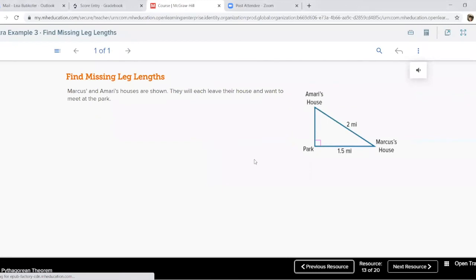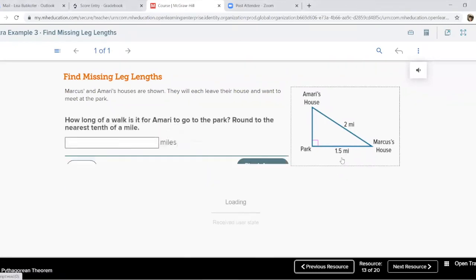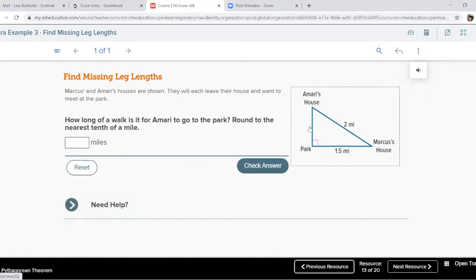All right, so let's look at this one. So we have our hypotenuse and our leg, and we're missing the leg right here. So let's set it up. We don't know our a squared, but our b squared is 1.5, and our hypotenuse is 2 squared. A squared plus b squared equals c squared.